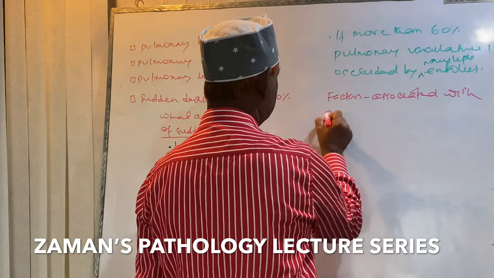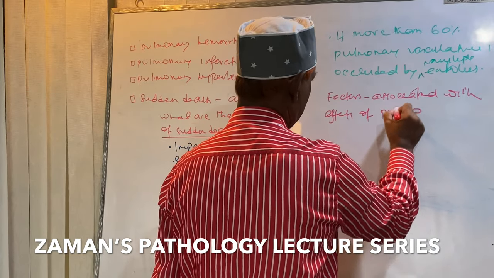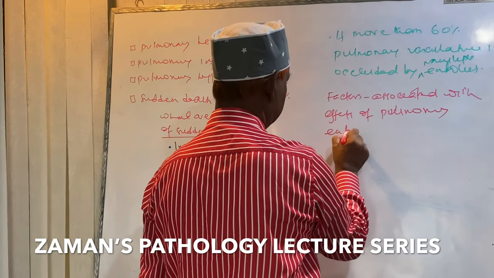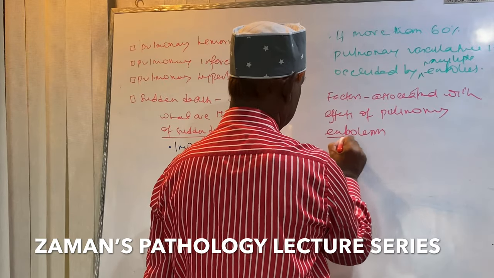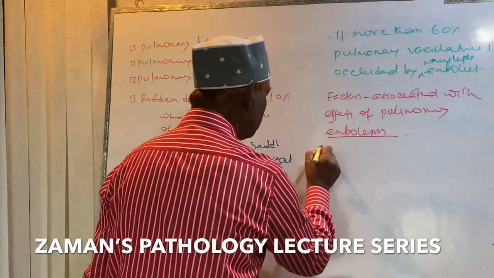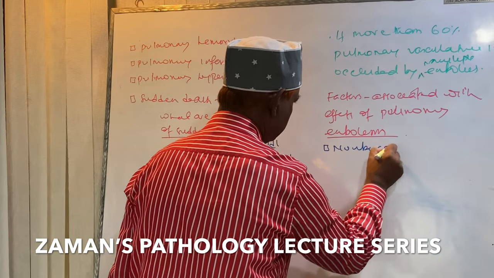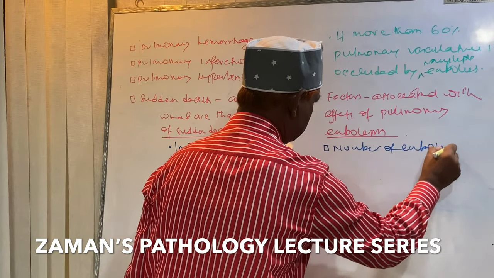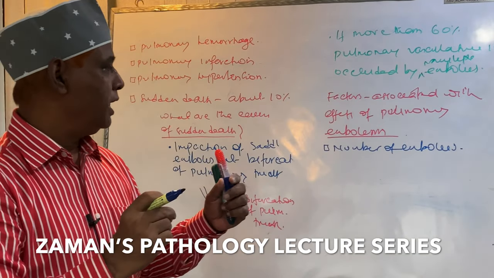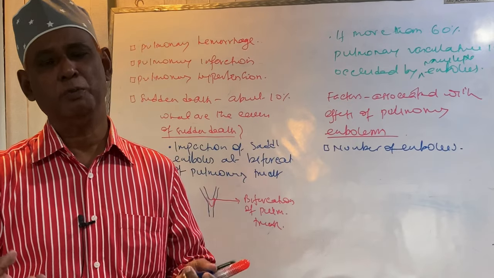Factors associated with effects of pulmonary embolism. The factors are: number of embolus. If the number of embolus is minimum, there is less chance of effect.